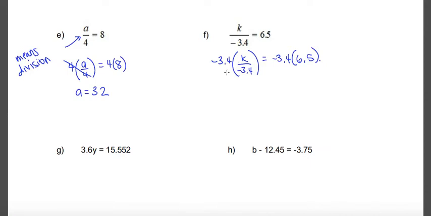So the beauty about when we multiply or divide by the same number, it gives us 1, so we're just left with k. And then again, because this isn't a nice whole number, we can use our calculator. So negative 3.4 times 6.5 is equal to negative 22.1. And again, you could do that left side, right side check to make sure you've done your question correctly. But as I said before, we're not going to do it for every question in these examples.